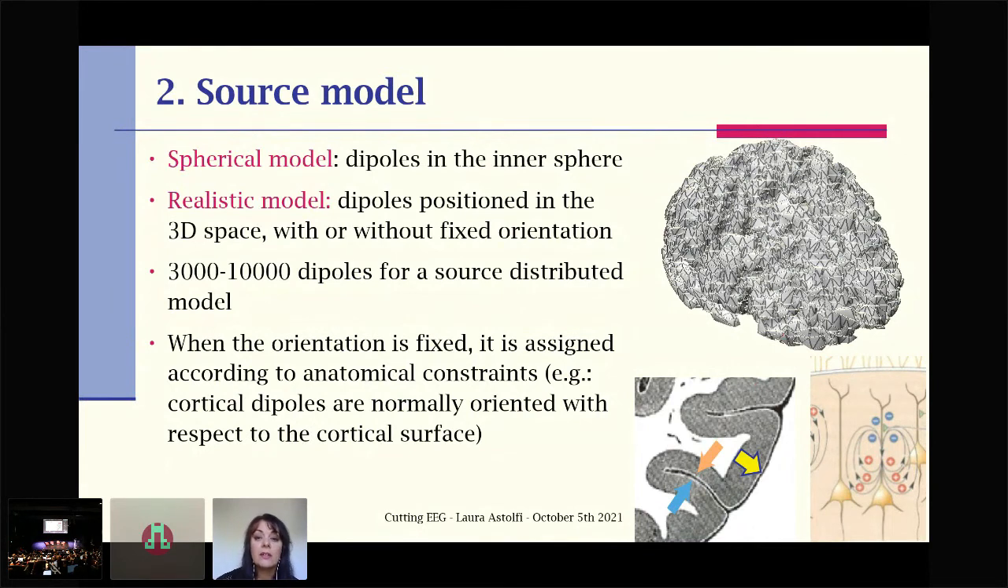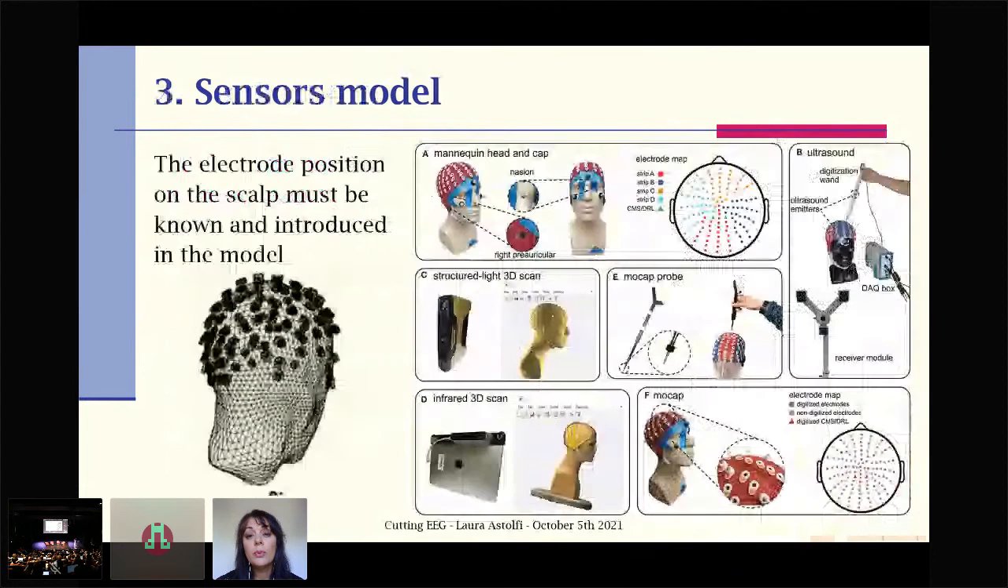We can assign a fixed orientation according to anatomical constraints, for instance, normally oriented with respect to the cortex, or we can leave the orientation free to be assigned by the method that we will use later. Finally, we need to put the sensors, the electrodes, on the model. This is not a big problem. There are many solutions to this. However, we need to take care of it if we want to solve the problem correctly.